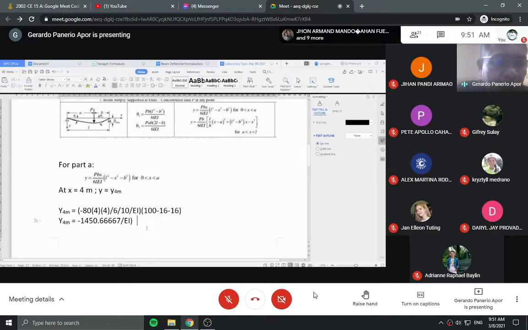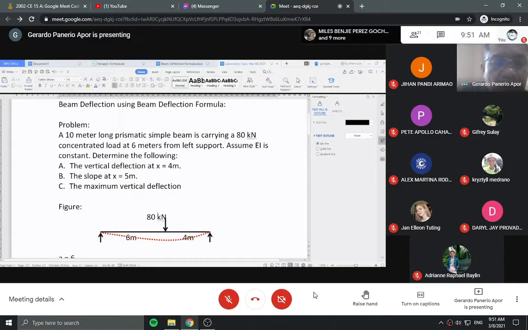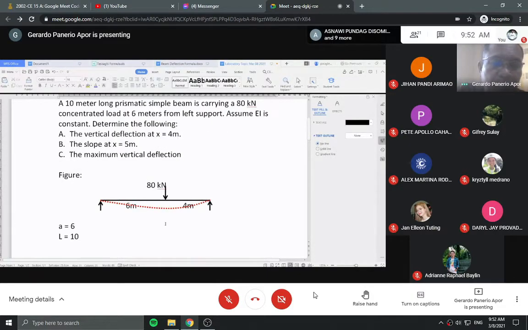So I'll review again. 80 times 16 divided by 60 times 100 minus 32. You have 1,450.667. That's negative because why? 80 is negative. So 80 is downward, no? If your Y is going up and then the load is downward, so you are using the global coordinate system, so your load should be negative.